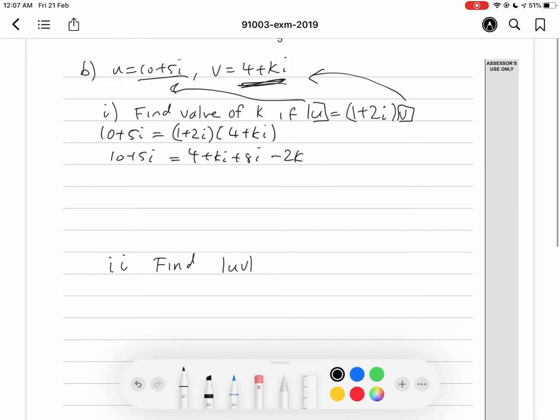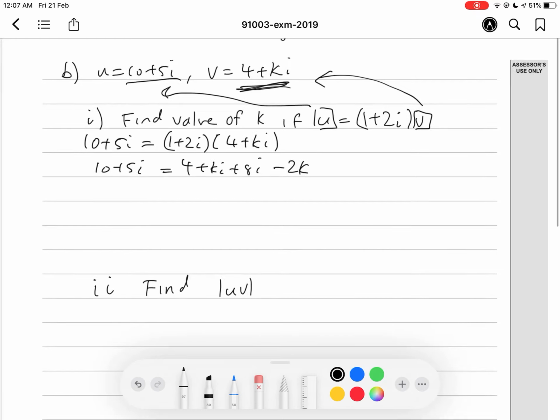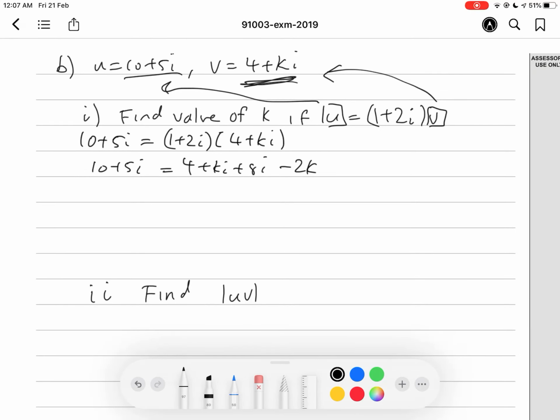Alright, so what was the question asking? Find the value of k. To find the value of k, we can make the imaginary part equal to the imaginary part and the real part equal to the real part. So as you can see here, this 4 and this negative 2k, these two are real because they do not contain i, and these two that do contain i must be imaginary.